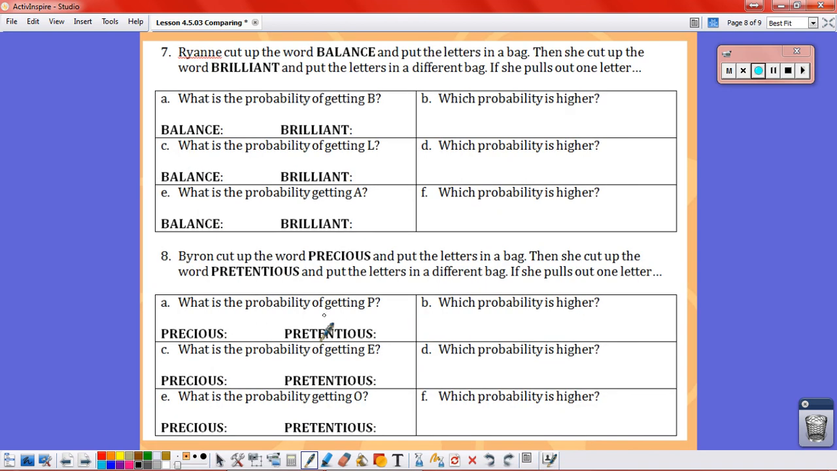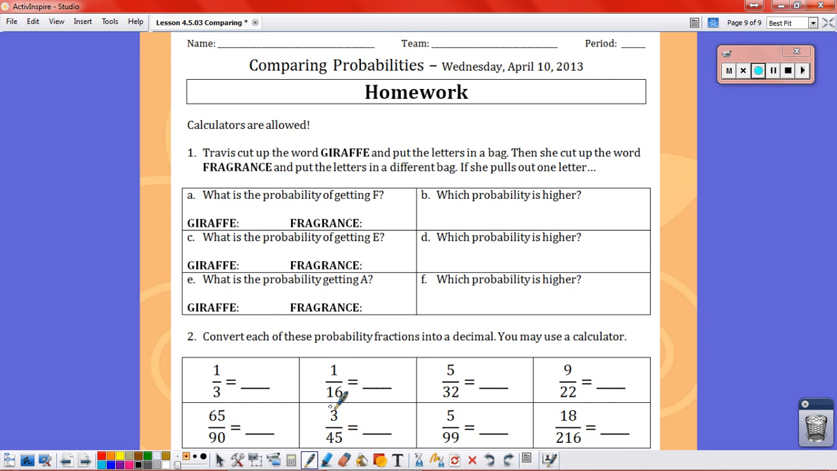And then there's a few more examples like this: balanced and brilliant, precious and pretentious. And then the kids have the homework, which has one of those, one of the just write it as a decimal, and then also one at the bottom that is more put the probability fractions in order from least to greatest.